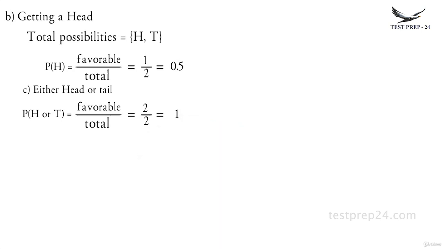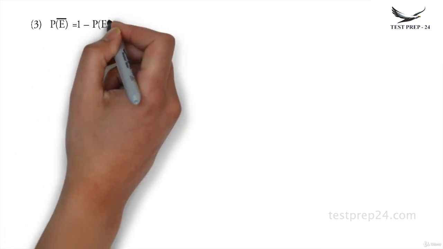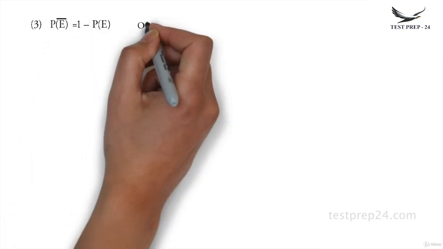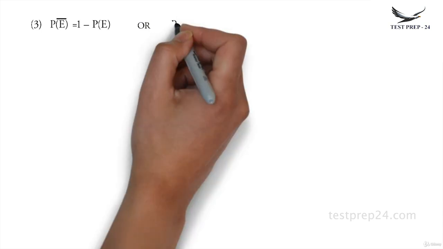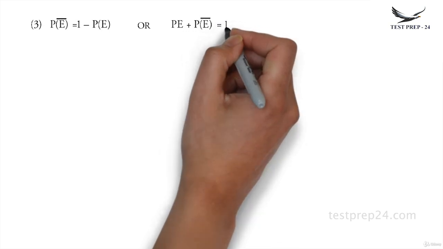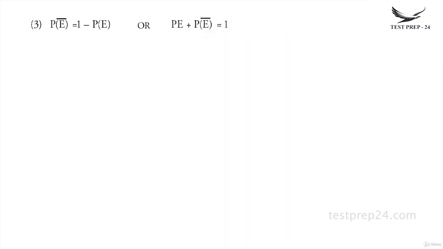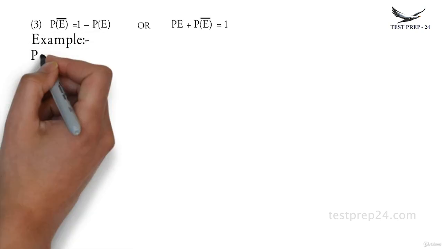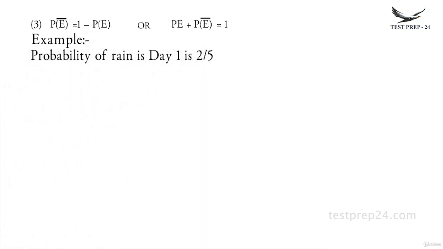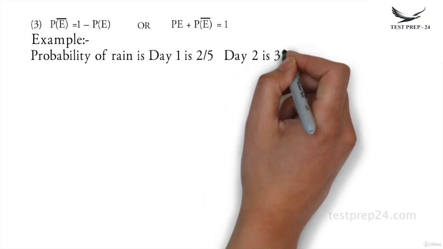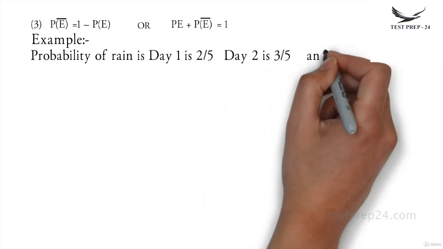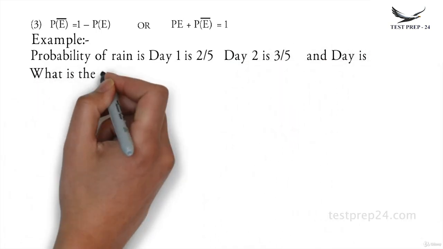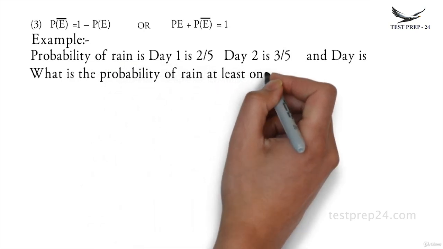The probability of an event not happening is equal to 1 minus the probability of that event happening. We can also say the probability of an event happening plus the probability of it not happening equals 1. So P of E plus P of E bar equals 1. Let's look at a small example. The probability of rain on day 1 is 2 by 5, on day 2 is 3 by 5, and on day 3 is 5 by 6. What is the probability of rain on at least one of the days?